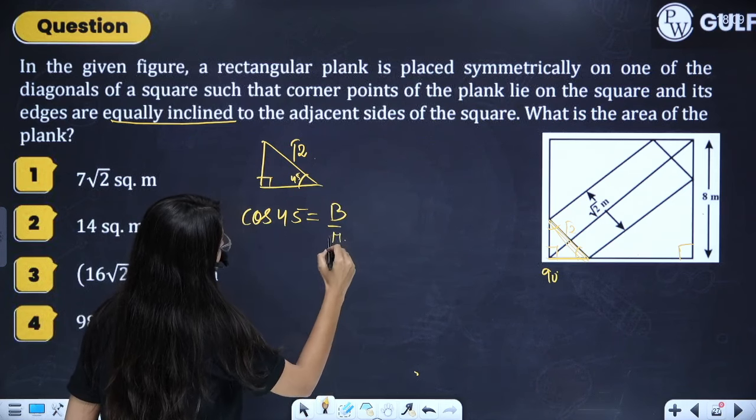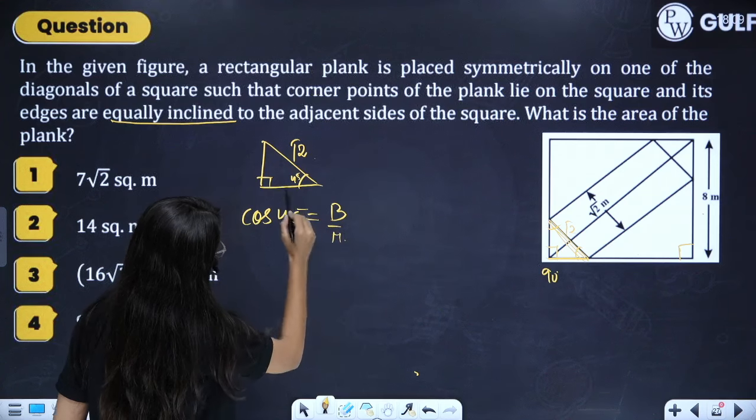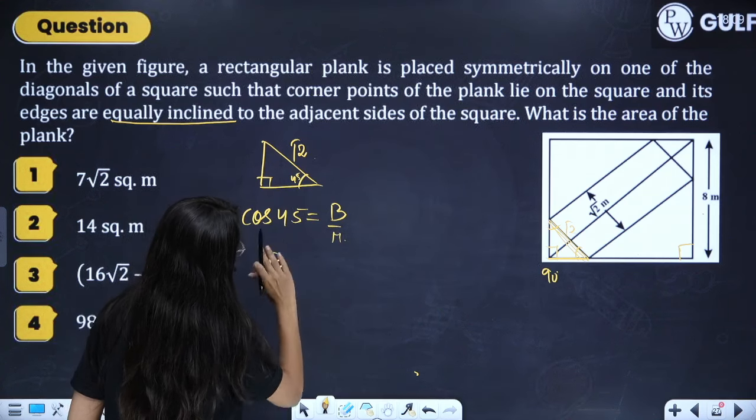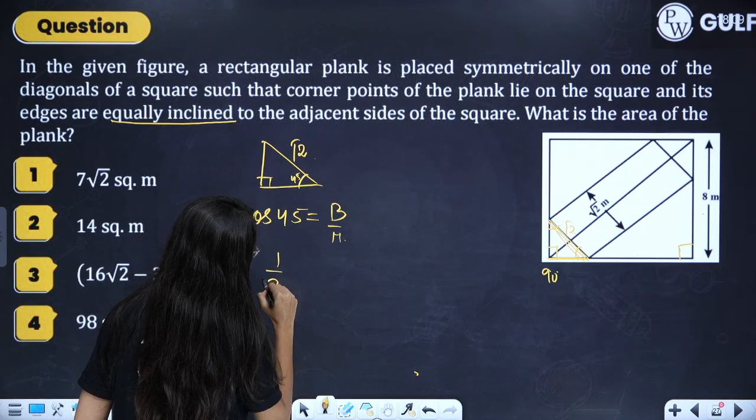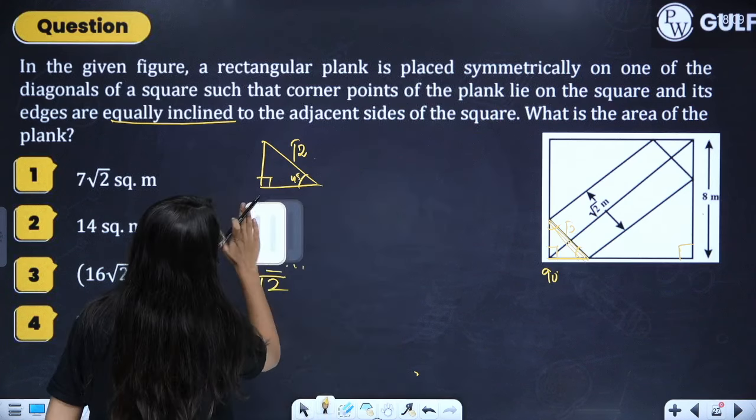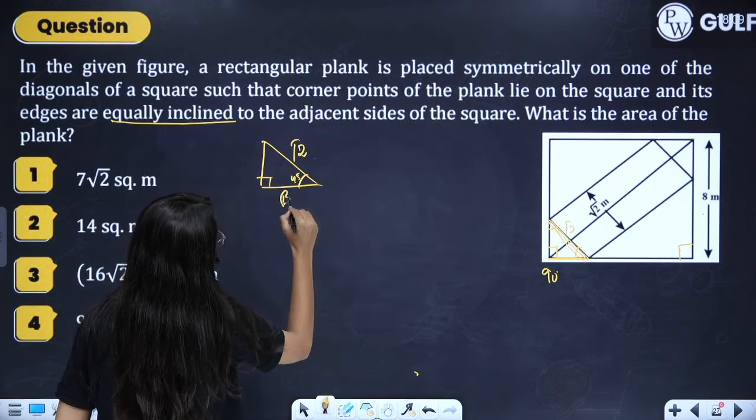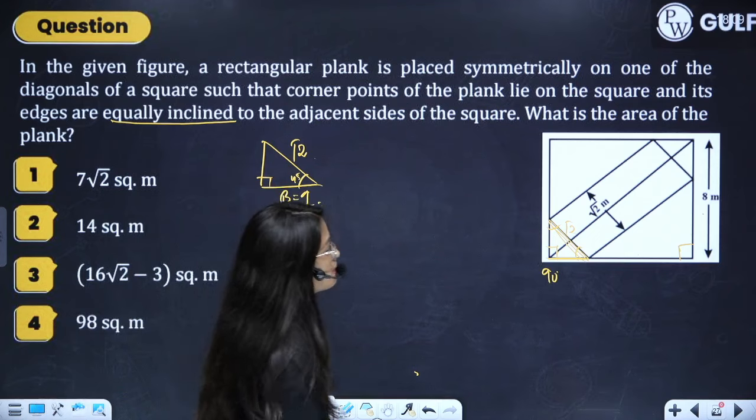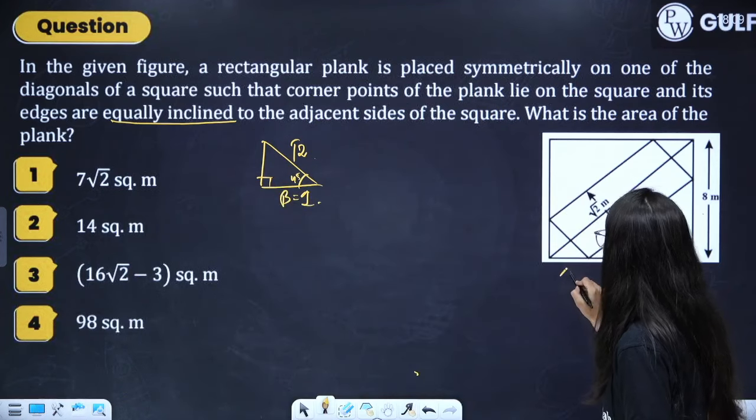So here, to find this b, what will I do? Do 1 by root 2 into root 2, I'll be getting, right? So from this I got the value of b is equal to 1.